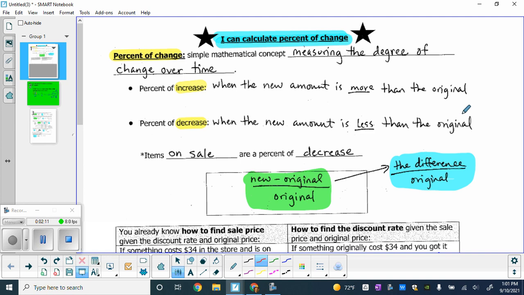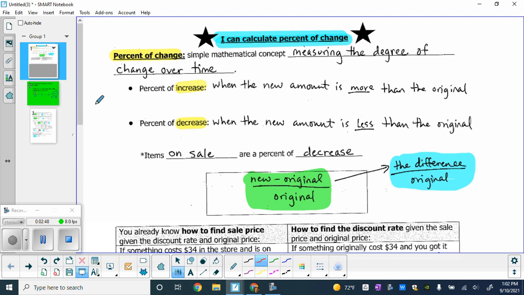All right. So again, if the new amount's more than the original, it came up. If the new amount is less than the original, it came down. So if you gain weight, your new amount is more than how you used to weigh, that'd be a percent of increase. If you're losing weight, it's because your new amount is actually less than what you used to weigh, and again, that's a decrease. And as I mentioned over here on the green slide, items on sale are a percent of decrease. If something is on sale, it came down by a certain percent, so that's a percentage of decrease example.